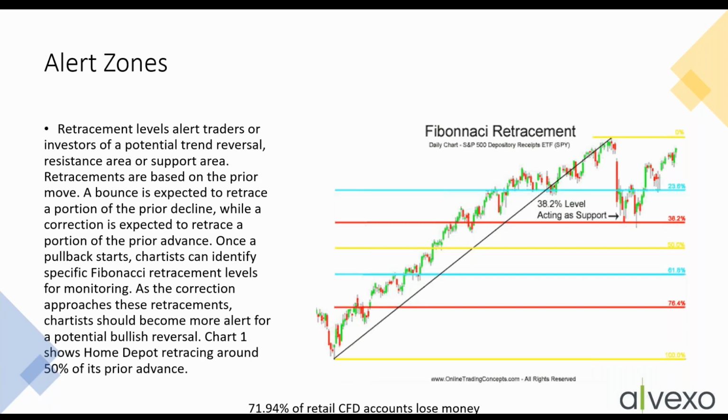So keep that in mind, that the levels, though, are not interchangeable. They're only good for that particular movement and that particular time. So drawing that 61.8 Fibonacci level out into the future doesn't do you any good.